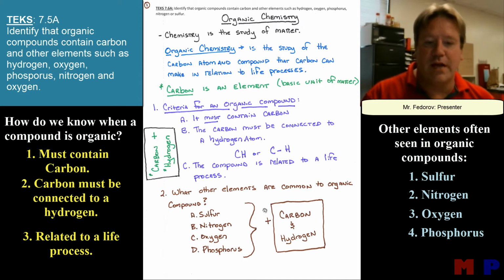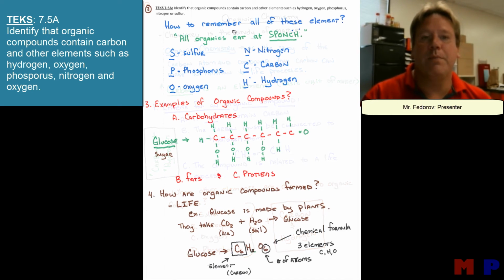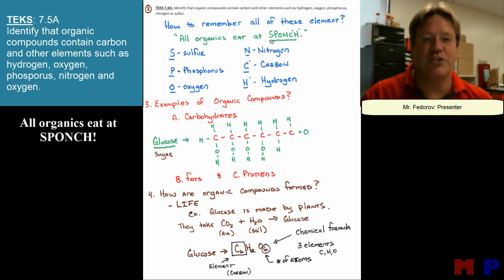So the first thing I want to do is learn how to memorize or remember this. And we've come up with a way to remember organic compounds and all of these additional elements. So how are we going to remember all of these elements? That's the first question. Well, there's a mnemonic that we remember, and that's "all organics eat at SPONGE." Now, SPONGE is in all capital letters, and each one of those letters represents a chemical symbol.